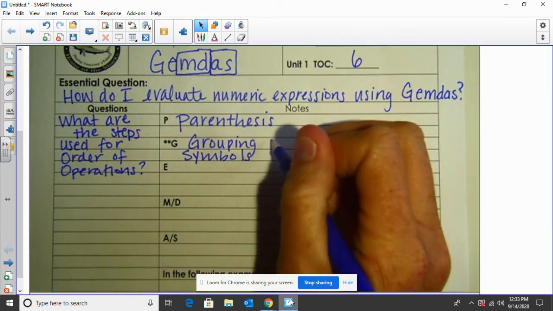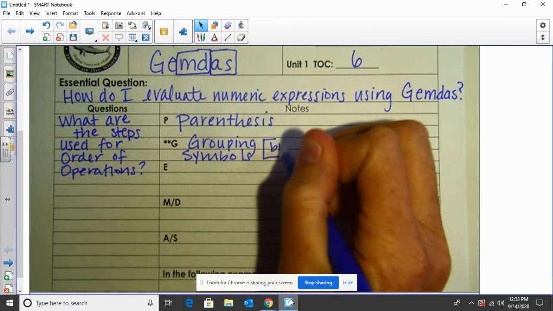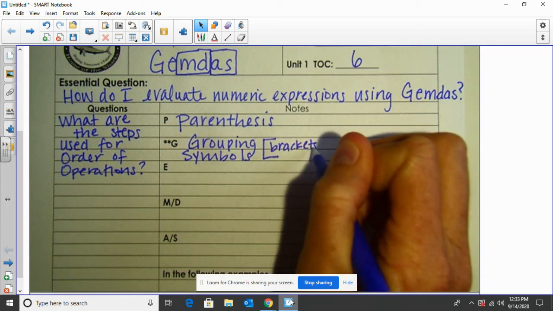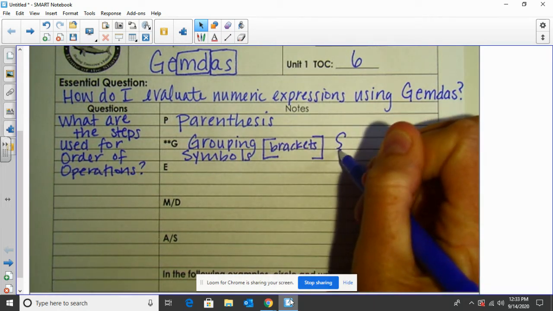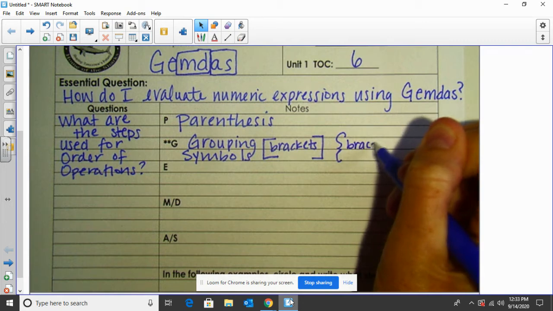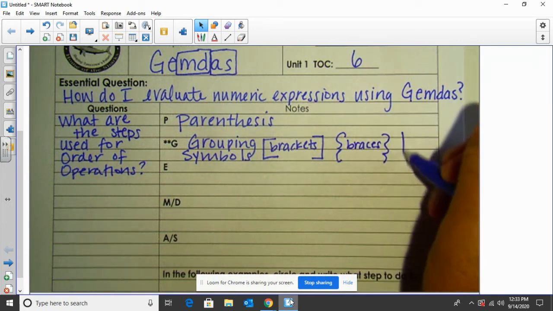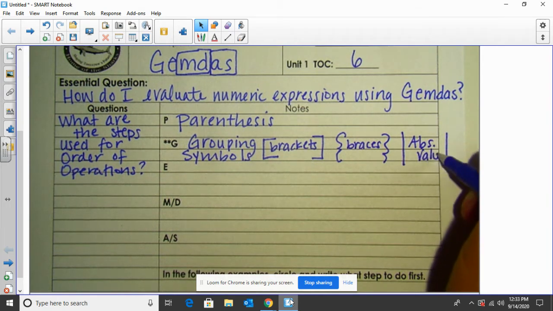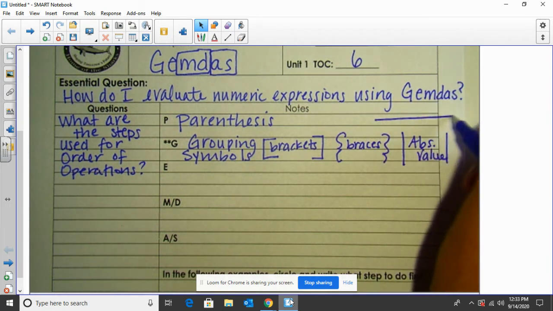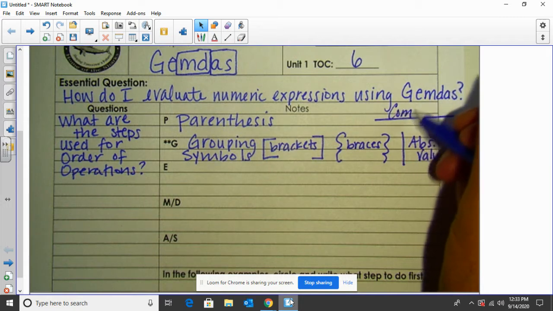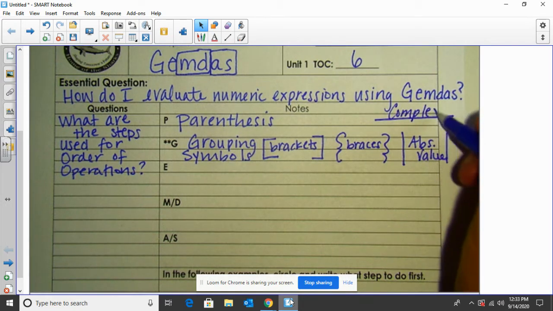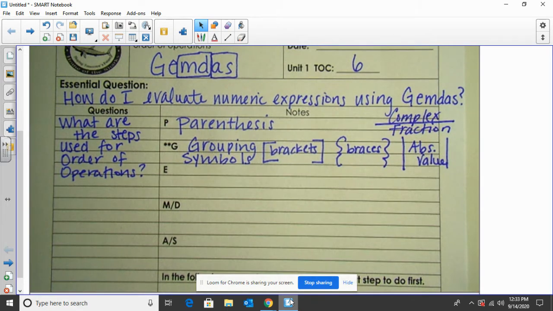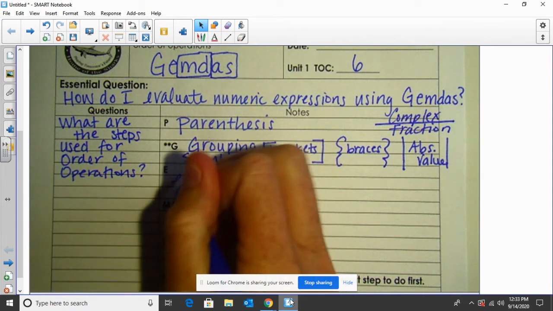We have what's called brackets. We have these guys, which is called braces. We have these guys, which is called absolute value. And we also have this long fraction bar, which we call a complex fraction. And we're going to show you some of these as we go through the unit. Okay, so E stands for exponents.